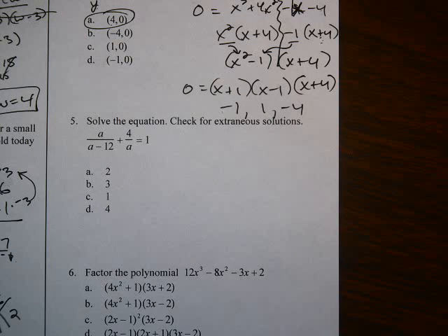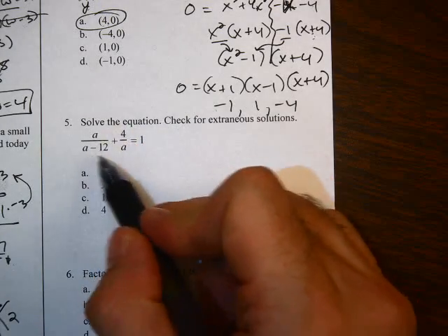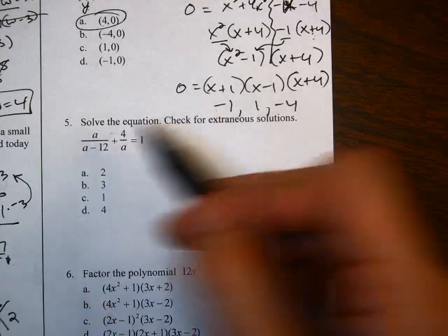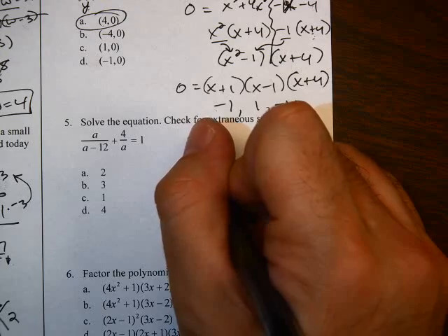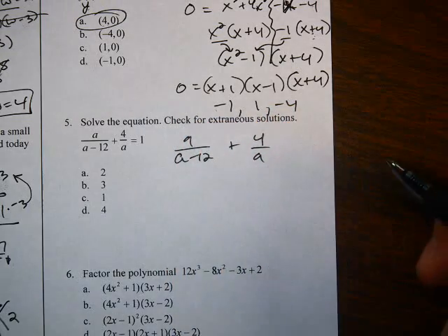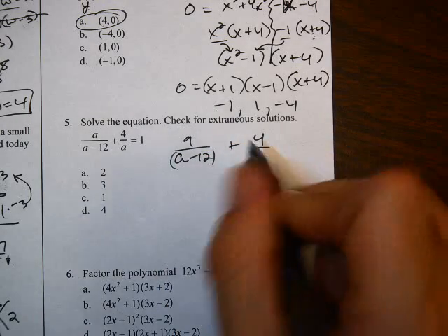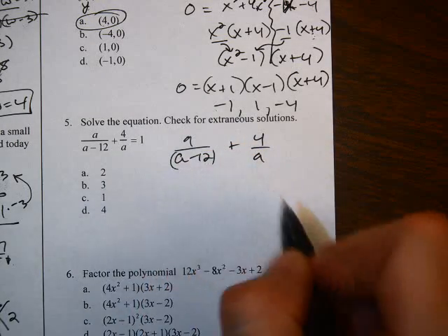Number 5. Again, another one where we have to solve the equation and check for extraneous solutions. I'm going to start by simplifying this addition problem on the left side of my equation. So I've got a over a minus 12 plus 4 over a. Now to add these I need a common denominator. My common denominator will be the two factors, a minus 12 and a.